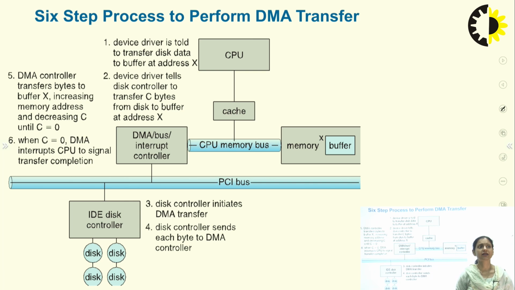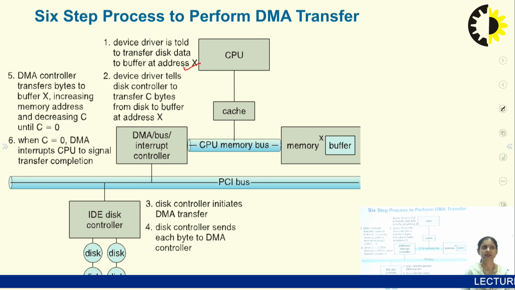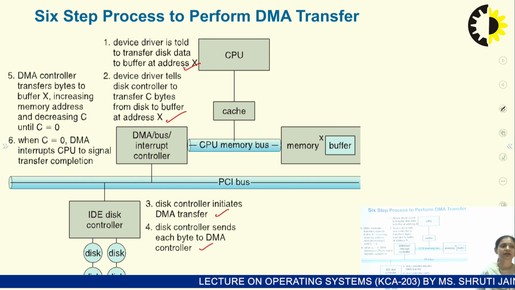So we have a 6-step process to perform the DMA transfer. The first is that the device driver is told to transfer the disk data to a buffer at address X. After that, the device driver tells the disk controller to transfer some number of bytes from disk to the buffer at address X. Then, at step 3, the disk controller initiates the DMA transfer and sends each byte to the DMA controller.